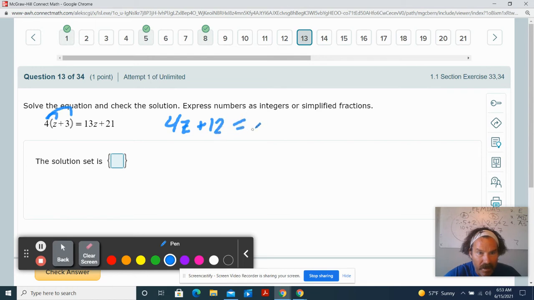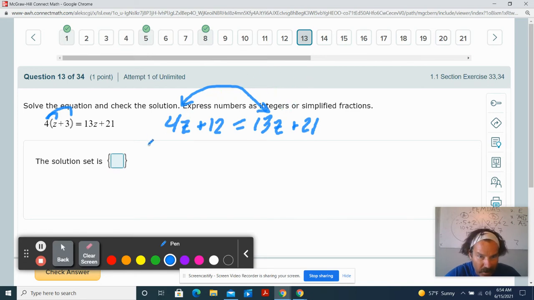equals 13z plus 21. I always cross my z's because they look like my 2's if I don't. Interesting thing here happens. You have z's on both sides of the equation. So you have a choice. You can either get the z's on the left side or you can get the z's on the right side. But you have to get the z's on one side. You can't solve an equation if you have the variables on both sides.